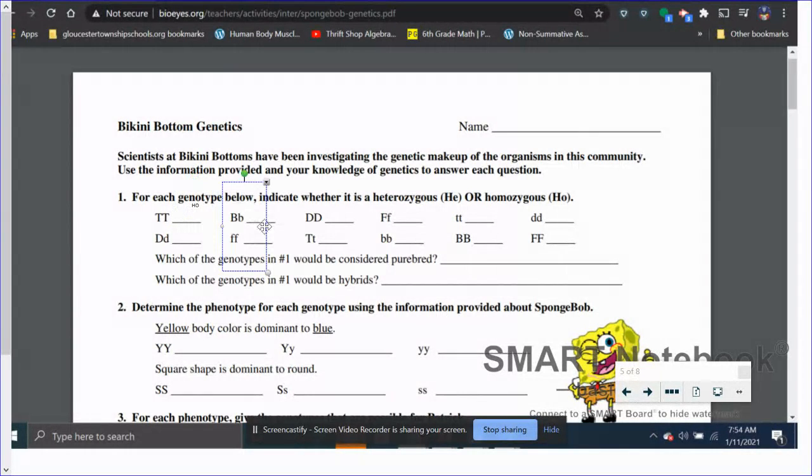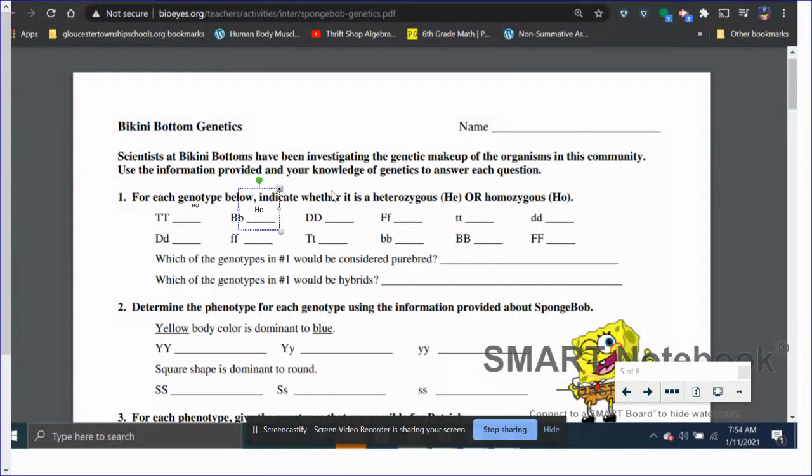Next, we have a mix. So we're going to put HE. See how the letters are mixed? That's going to be heterozygous. If I can ever get this working right. Gotta love technology, right? So here's HE.